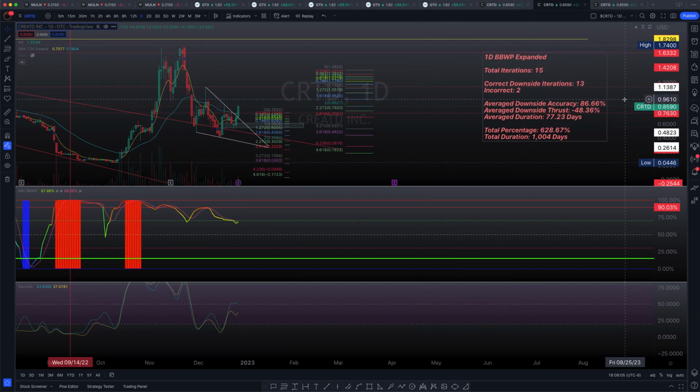Okay, so anyway, you guys, the average downside accuracy was 86.66% based off 15 total iterations, of which the downside was guessed correctly 13 times. Okay, so in this case, it may have invalidated. We literally just kinked momentum straight to the upside in a blink of an eye. Okay, you guys, and you can see that now the expansion phase may be starting again within the volatility itself.